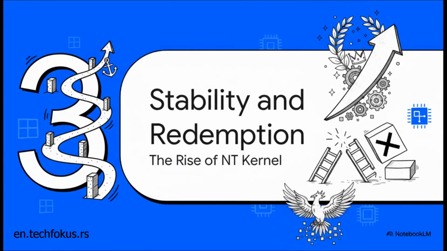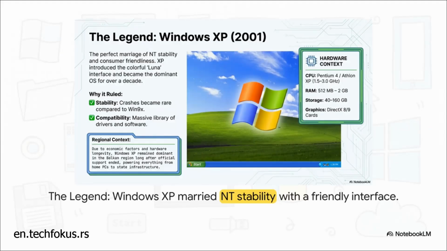So, the next chapter in our story has a classic three-act structure. It's got the epic search for stability, a pretty famous stumble, and then a massive comeback. Windows XP. I mean, just looking at that wallpaper brings back memories, right?